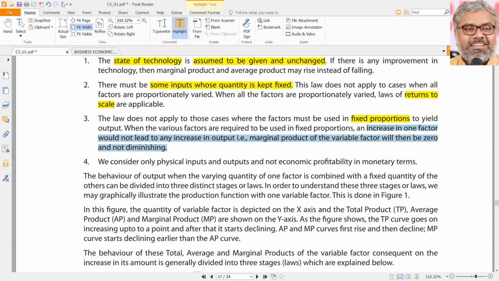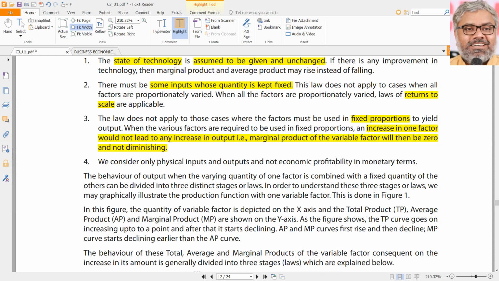So naturally, even though we increase one factor, the marginal product of that one factor can be zero. It may not change at all. It may not diminish. Why? Since only one factor cannot have the output to be changing. Since that is a kind of production where the inputs are supposed to be used in fixed proportions.